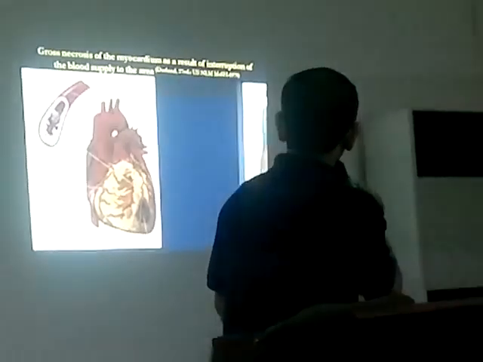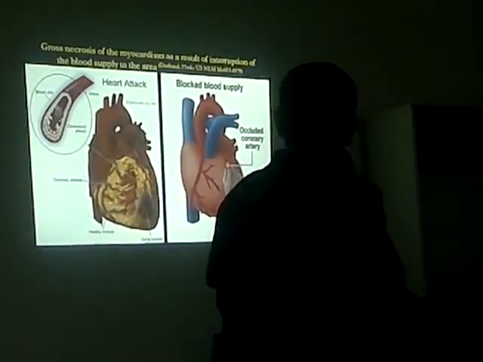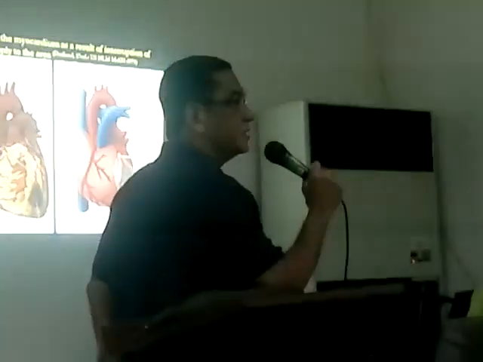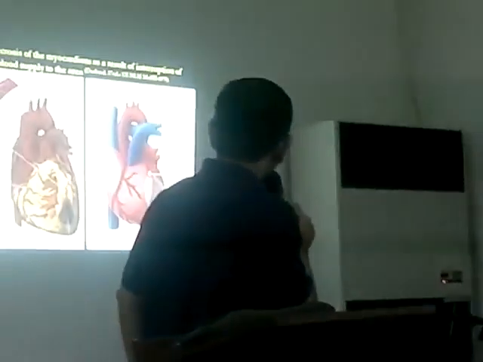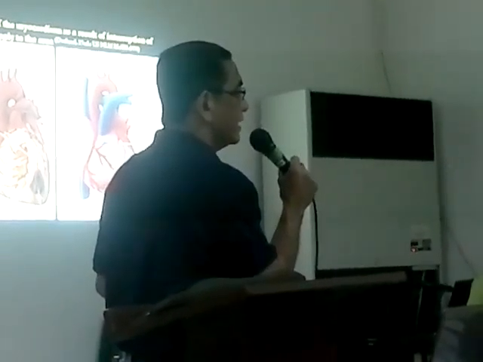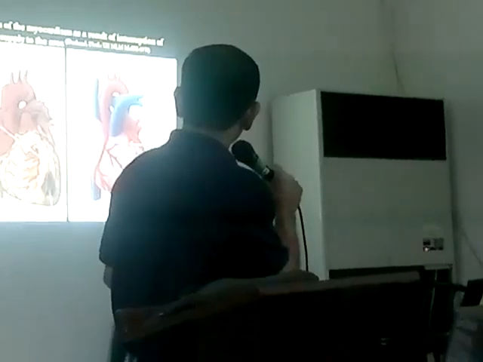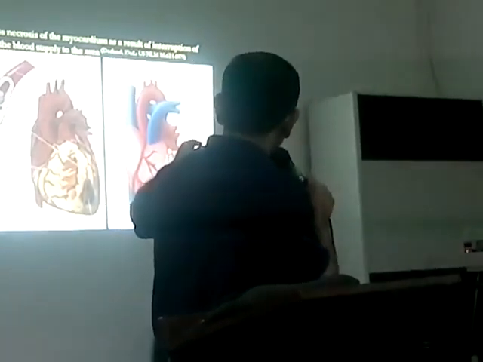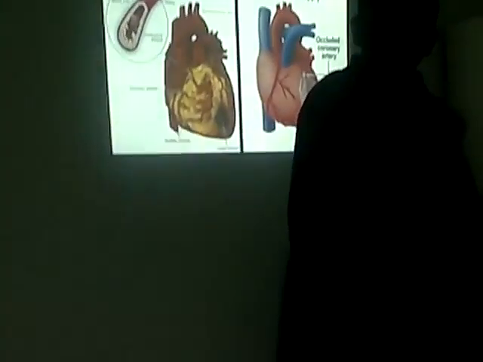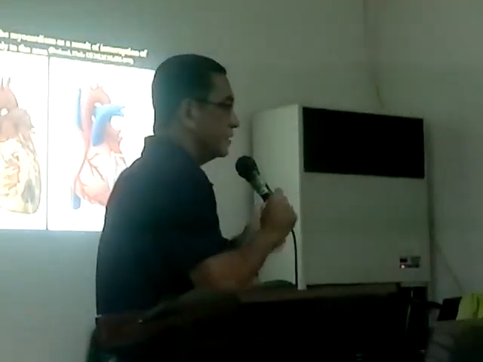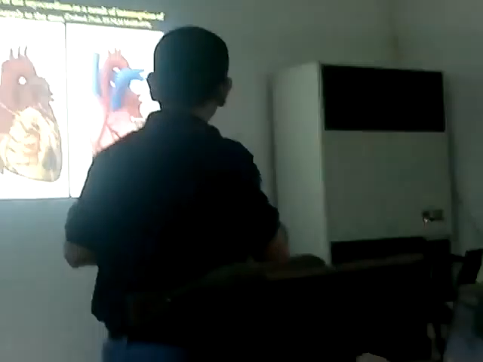So MI is defined as gross necrosis of the myocardium as a result of interruption of the blood supply to the area. So you can see this necrotic tissue here. Sorry, I do not have my pointer.